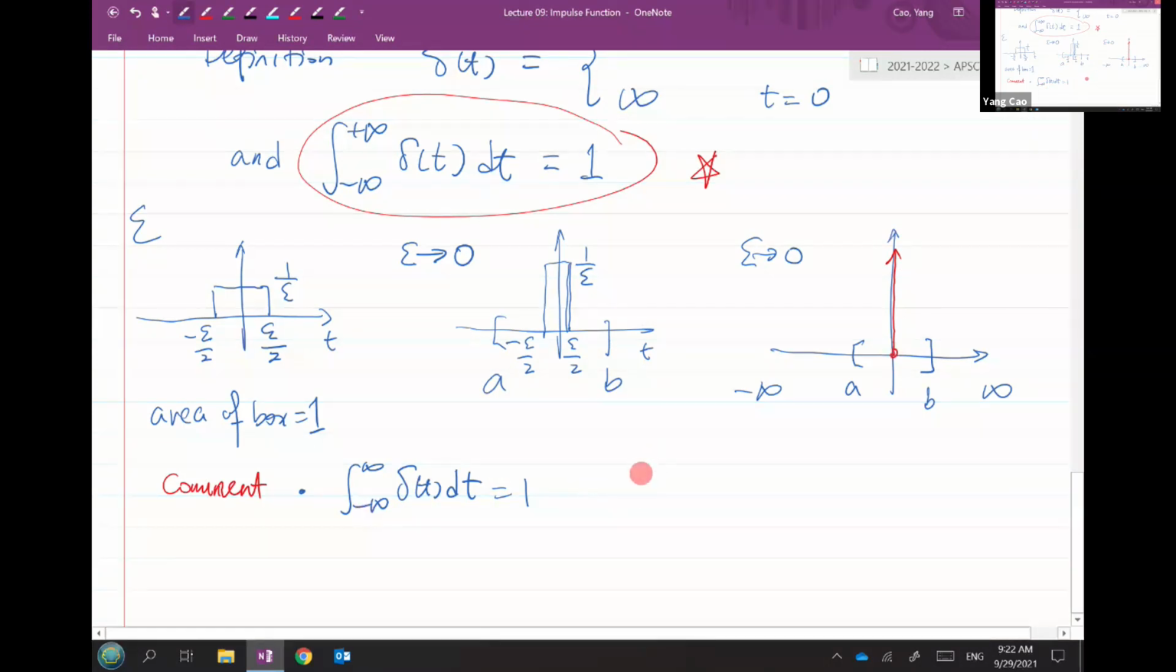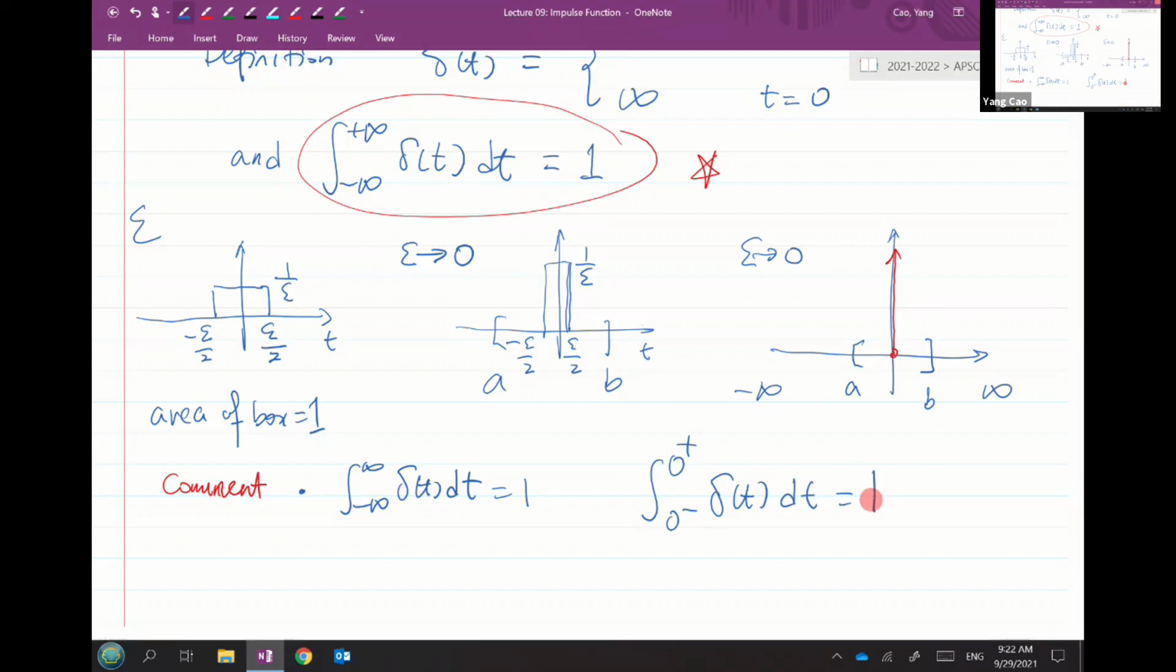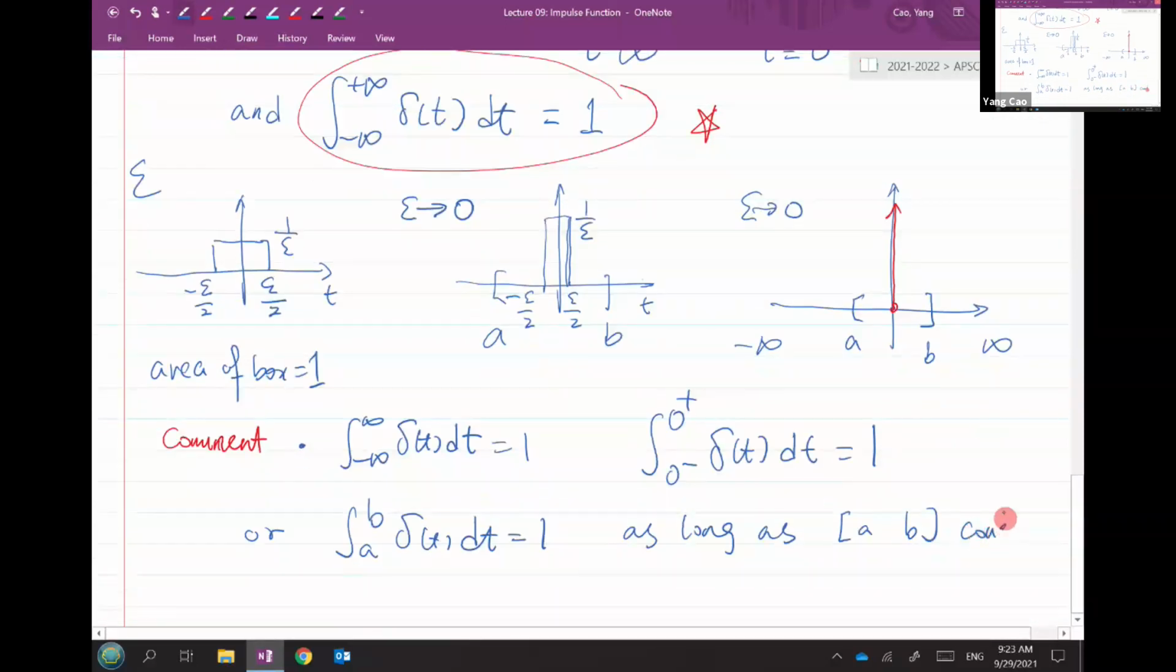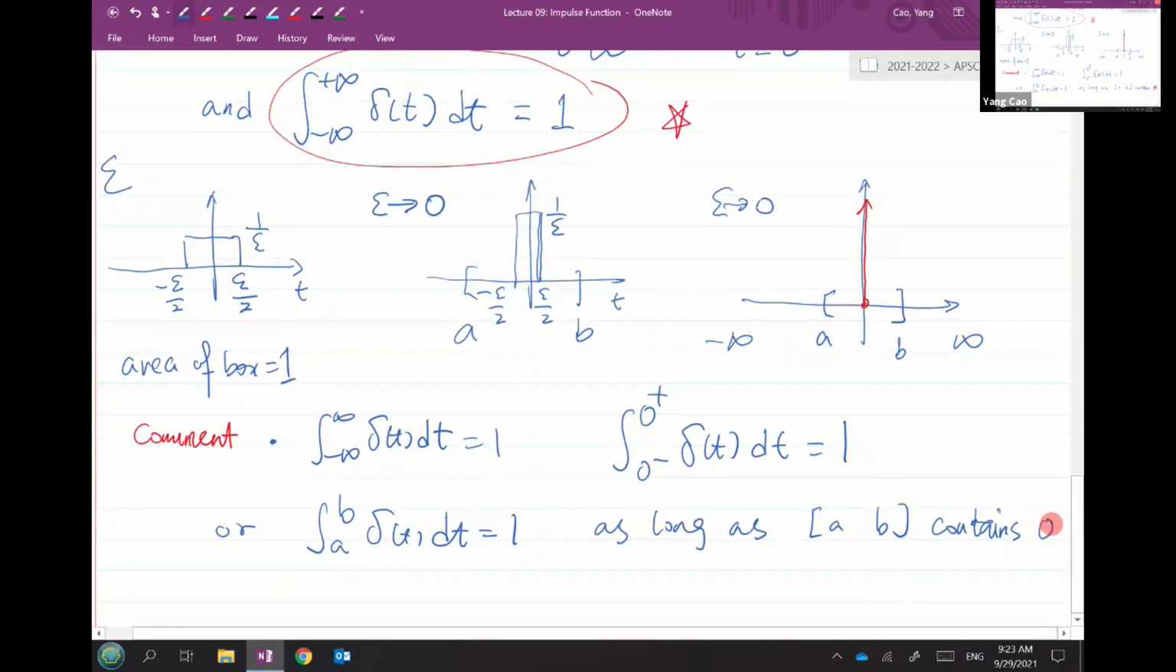So this limit, you could just use 0 minus to 0 plus. You recall that in your first year. 0 plus and 0 minus basically mean somewhere right on the left of the 0, and somewhere right on the right side of the 0. So that can still give me 1 in terms of this property here. Or even more loosely, this is equal to 1 as long as this a and b contains 0. So that's the first property.